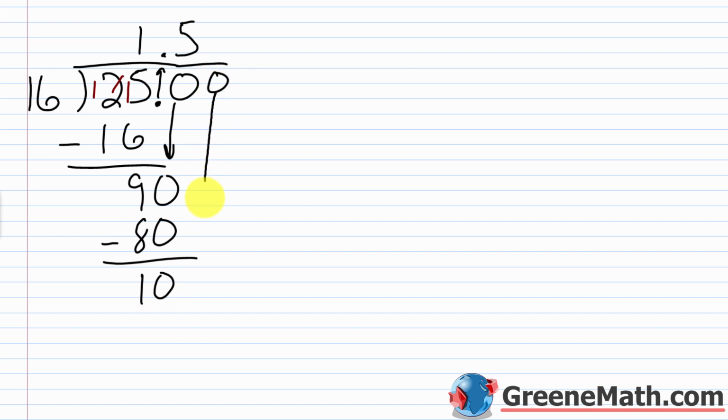Put another 0 and bring that down. 16 goes into 100. I know 16 times 5 is 80. So 16 times 6 would be 16 more, or 96. Again, that's as good as we could do. So we'll put a 6 here. 6 times 16 again is 96.